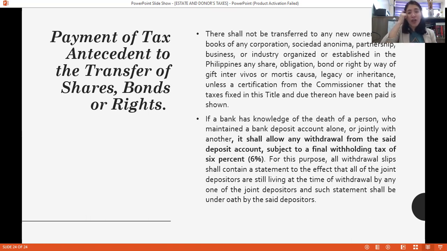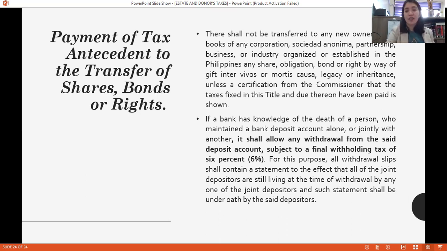And ito yung bago na-introduce under the TRAIN law na, kasi before, kapag merong bank account, hindi mo makukuha yung pera doon. Hindi makukuha ng heirs yung pera na nakadeposit sa bangko, unless nabayaran yung estate tax, di ba? So, but here, under the TRAIN law, you can now withdraw the amount deposited in bank, provided kukunan yan ng final withholding tax na 6% para makuha mo yung pera.